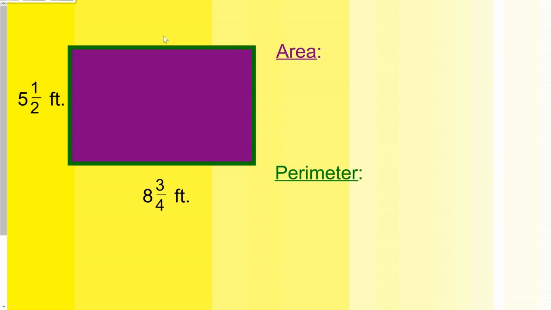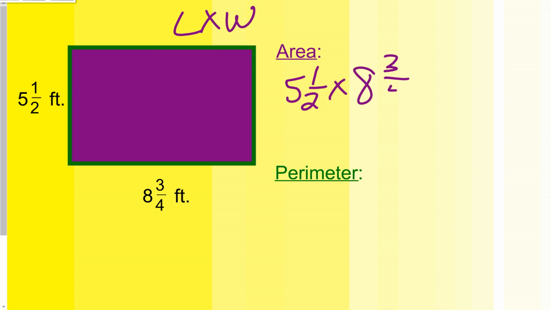So today we're going to take a look at area and perimeter with mixed numbers, not just fractions. When we think about area, we know that we are still going to go back to doing length times width. So we need to do 5.5 times 8 3/4. Now I'm going to show you two quick ways that you could do it. The first example, I'm going to use our old-fashioned area model.